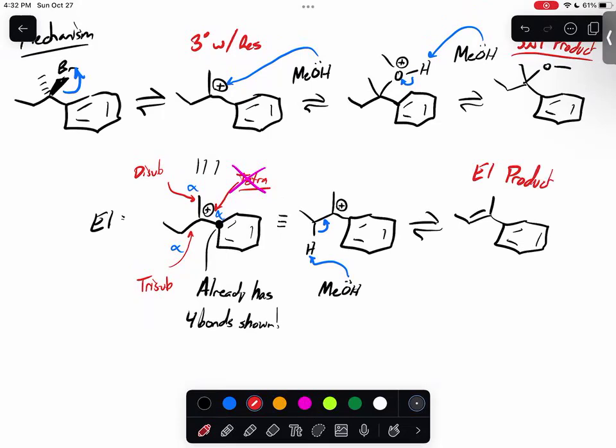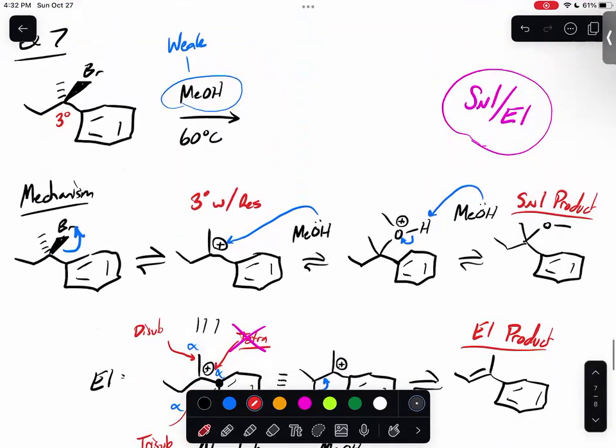Okay, so in the end, whenever we're drawing the predicted products for this reaction, we would draw both the SN1 product and the E1 product.